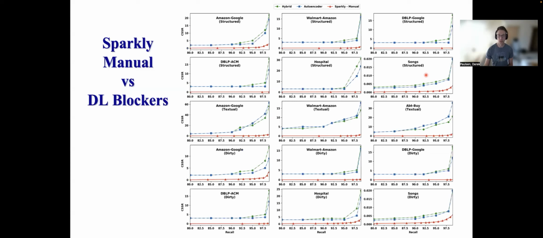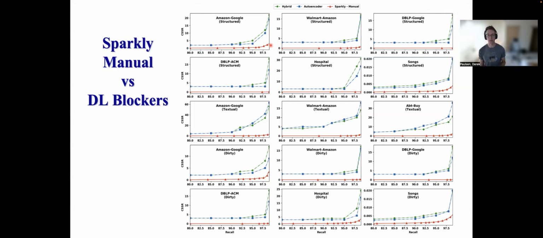To start off, we're going to look at our comparison with the deep learning-based blockers. On the top left here, we have Amazon Google structured. On the x-axis, we have the recall as a percentage. On the y-axis, we have the candidate set size ratio also as a percentage. The candidate set size ratio is simply the percentage of the cross product that we're returning as our candidate set. Now, with these axes, down and to the right means that we are producing high recall with a small candidate set size. So down and to the right is better.